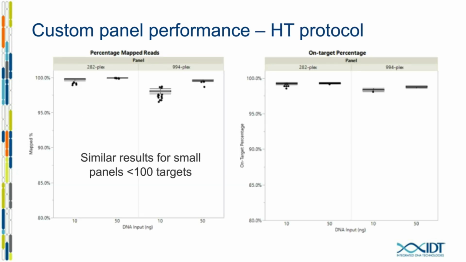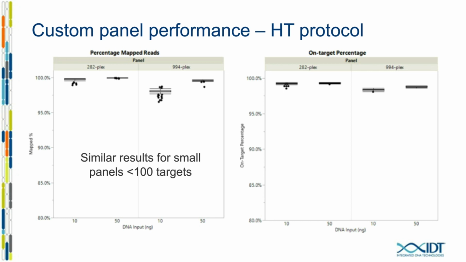Here we are looking at the percent mapped reads on the left-hand side for two in-house panels, a panel of 282 targets and a panel of 994 targets. And we're also testing two input amounts, so 10 nanograms and 50 nanograms. These are either end of the spectrum for the high throughput protocol. And you can see that for both panels and both input amounts, we have close to 100% mapped reads for the smaller panel and above 96% for the larger panel.